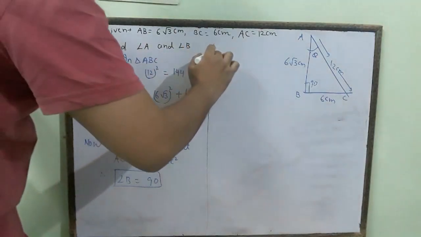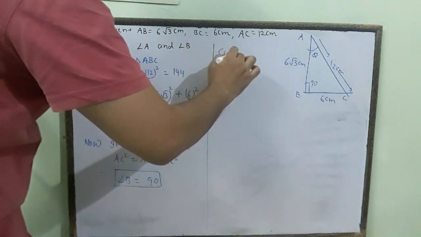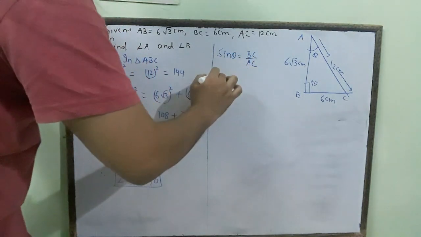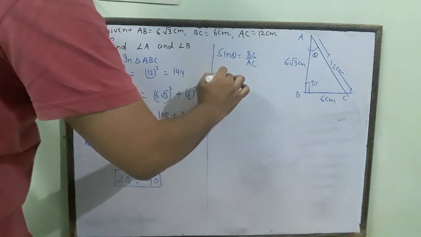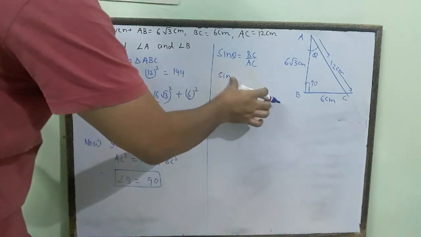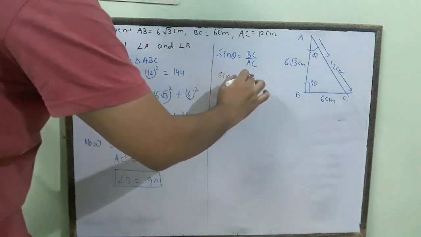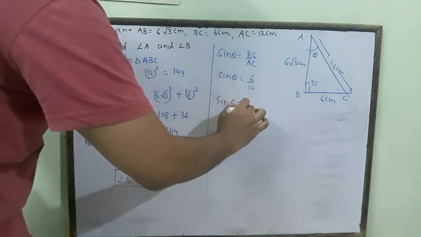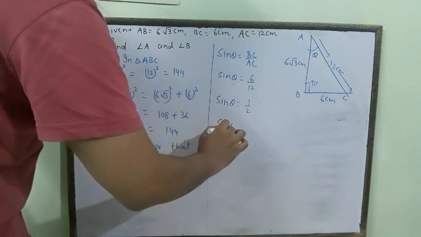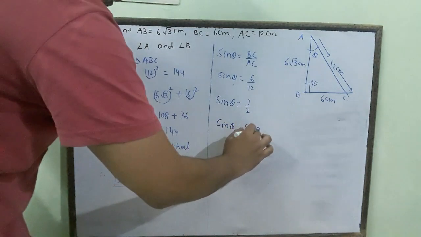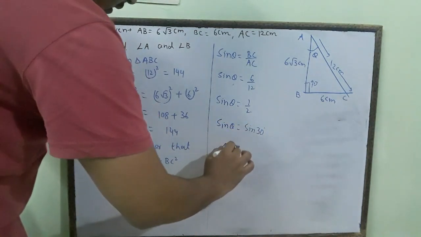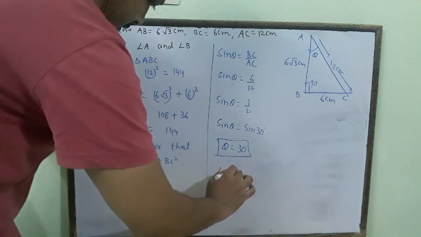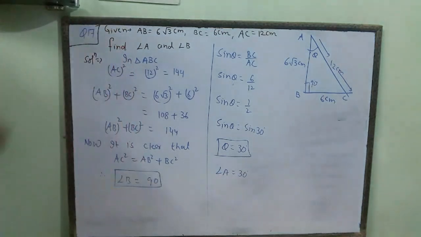So P by H is sine, so sine theta is equal to BC divided by AC. Therefore sine theta is equal to 6 by 12. So sine theta is equal to 1 by 2. So sine theta is equal to sine 30 degree. Therefore theta is equal to 30 degree. So angle A is equal to 30 degree. This is the value of A and B.